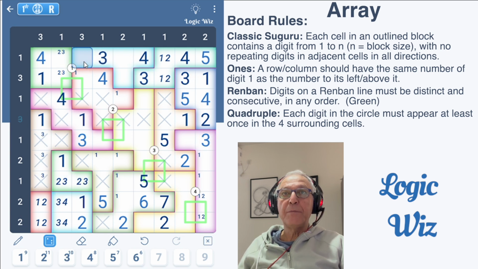This cell must be 1 or 5 because again we have here 2 and 3 and we have 4 over here. So this one can have either 1 or 5.